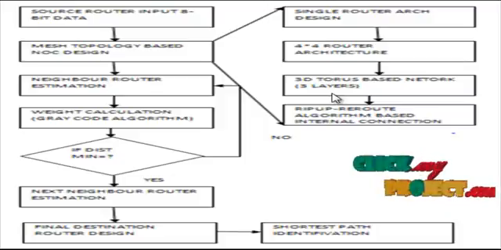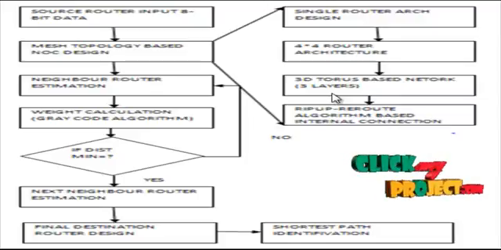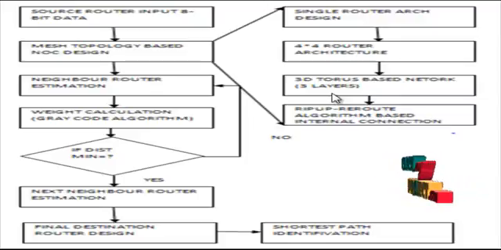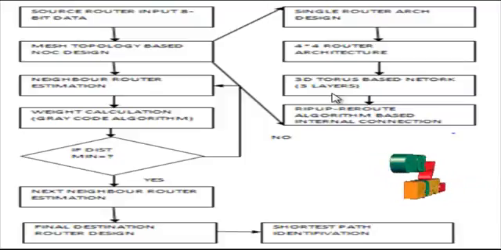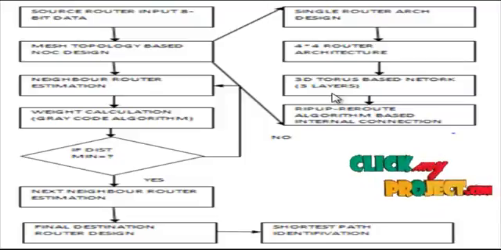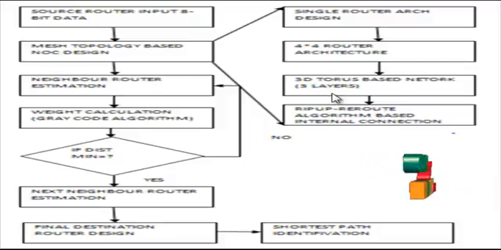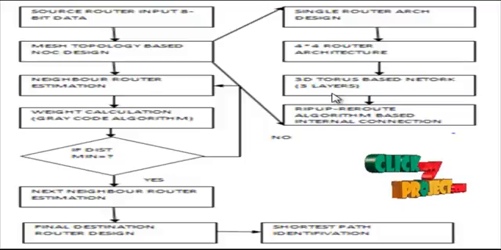Then the neighbor router estimation process is based on our reroute algorithm and the Gray code algorithm, and finally we analyze the final destination for 3 layers. This process effectively identifies the shortest path for the overall 3D-based NoC architecture design. This 3D NoC architecture design is mainly done in the VHDL language, and this software represents every structural level, analyzes everything, and identifies the shortest path for the overall 3-layer NoC architecture design. This is the final flow diagram for the overall product.